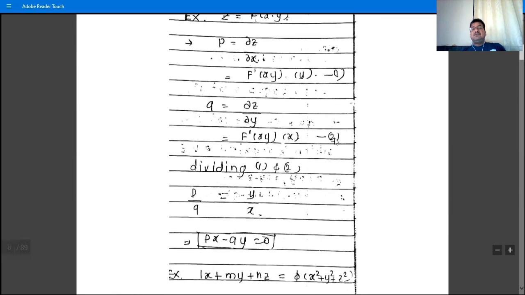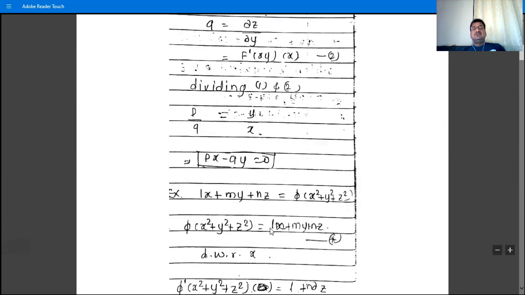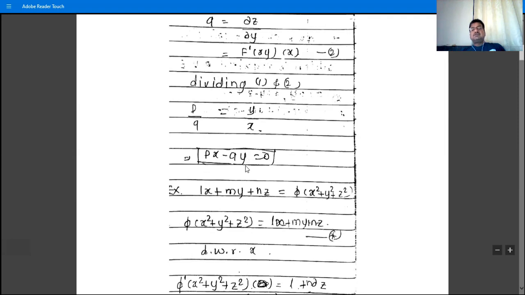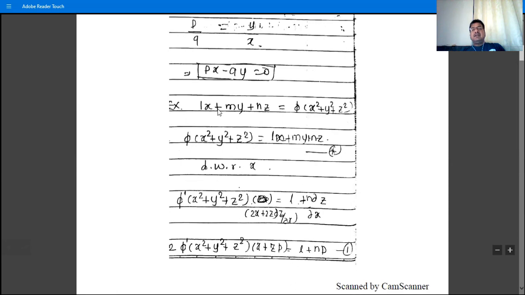So equations 1 and 2. And then dividing 1 and 2, we have p by q is equal to y by x. Or multiplying equation 1 by x and equation 2 by y and subtracting, we have px minus qy is equal to 0. Okay, this is the corresponding partial differential equation. Then next example, lx plus my plus nz is equal to phi of (x square plus y square plus z square). Obviously, we have to eliminate this function phi to form the partial differential equation.